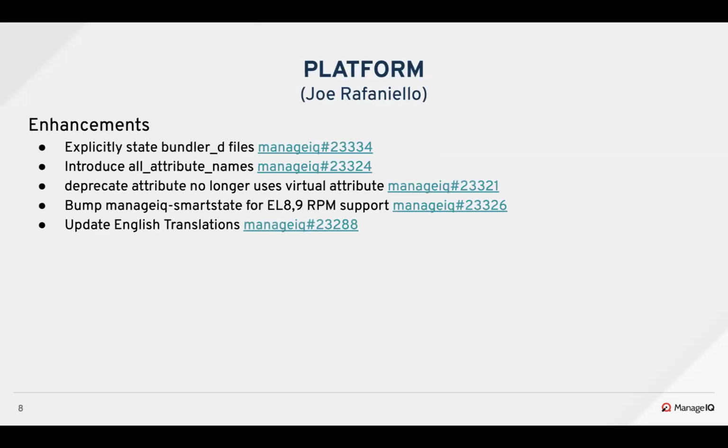Thanks, Adam. For platform enhancements this sprint, Keenan improved the output for the generate lock file rake task, so it'll show the bundler inject files that are present. Keenan also added the method all attribute names. This was created so it could include both aliases and attributes and to improve discoverability of attributes. Using that, Keenan was able to change deprecate attribute to no longer create a virtual attribute, since we now can discover aliases using this prior change.